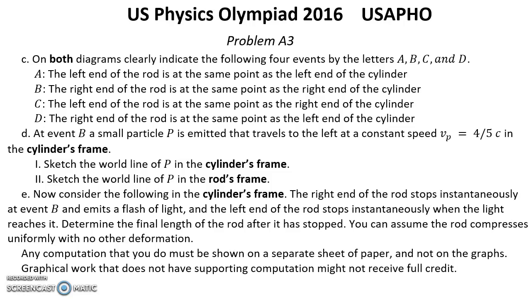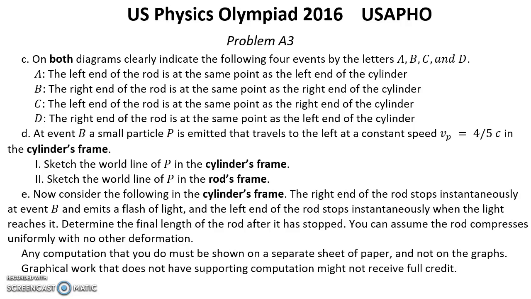Question D. At event B, a small particle P is emitted that travels to the left at the constant speed Vp equal to 4/5 of the speed of light in the cylinder's frame. Question 1. Sketch the worldline of P in the cylinder's frame. Question 2. Sketch the worldline of P in the rod's frame.